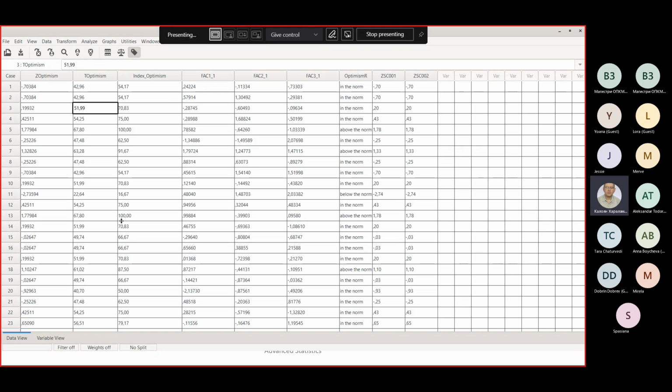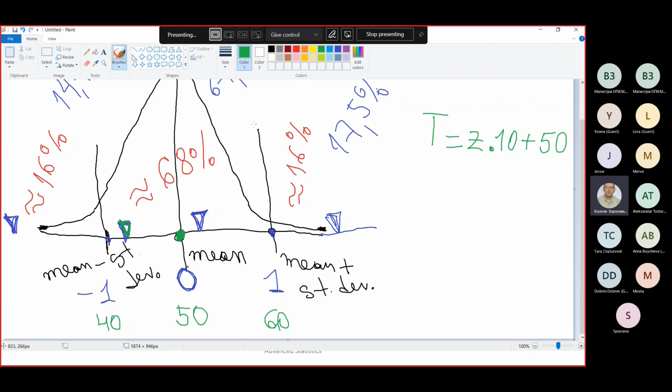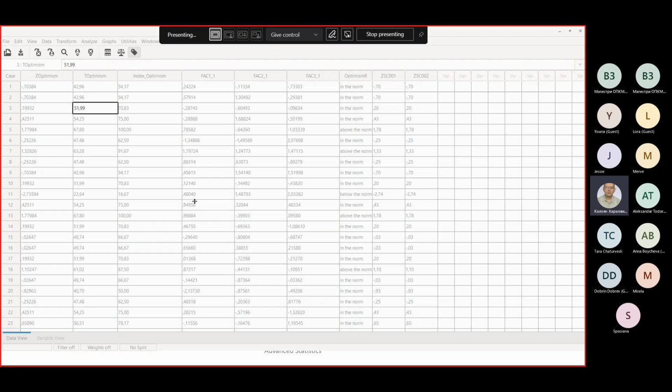The third has the t-score of 52. 52 is between 40 and 60. It is also in the norm, and 52 is here, and so on and so on.